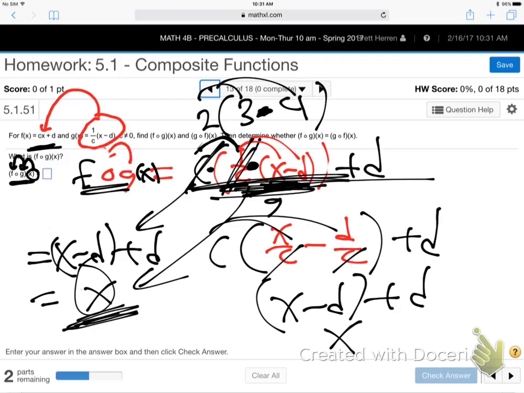Whenever you do f of g of x and it comes out to just be x, you know f and g are inverse functions. And that's what they're proving on this problem, that this function is actually the opposite of that function. See how they are the opposites? F is the multiply by c add d function. G is the divide by c subtract d function. They're opposite functions. They undo each other.